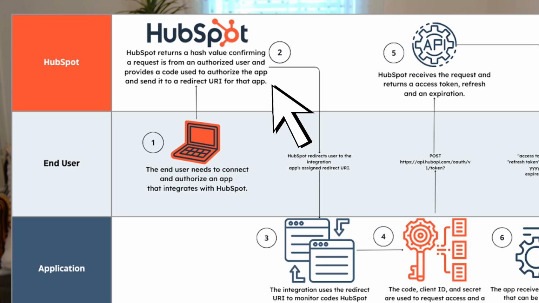Next, we have user consent. HubSpot displays your app's requested scopes. The user reviews these permissions and grants consent by clicking Install App. Then we have the authorization code grant. HubSpot then directs the user's browser back to your app's pre-configured redirect URI, which is a specific URL on your backend. And this redirect includes a temporary authorization code.